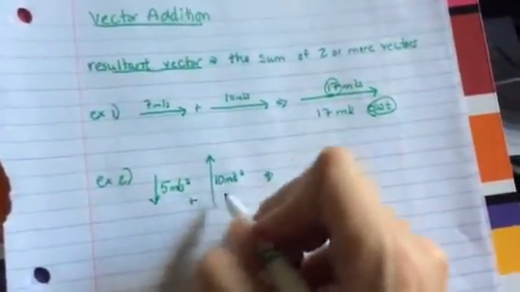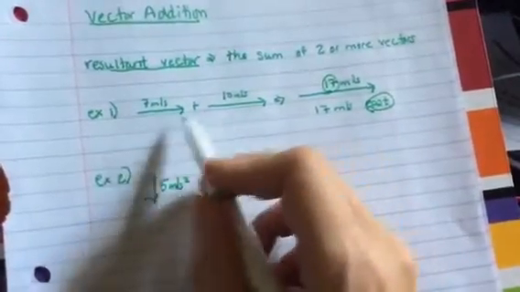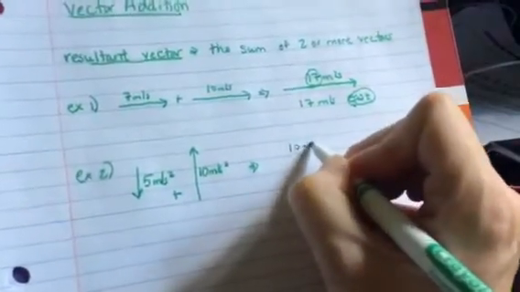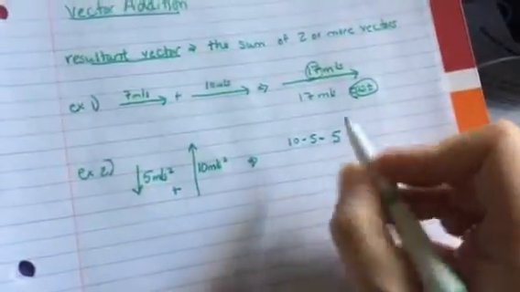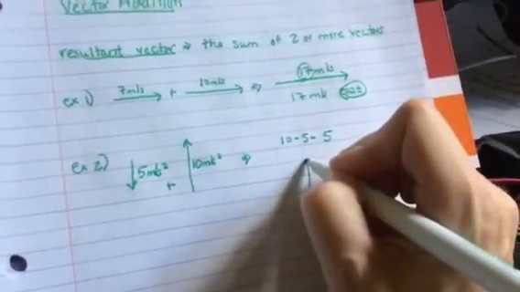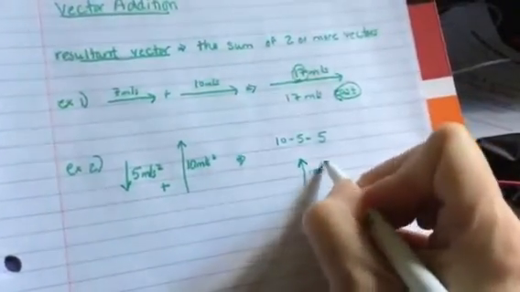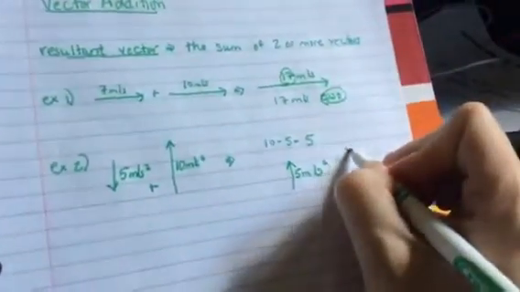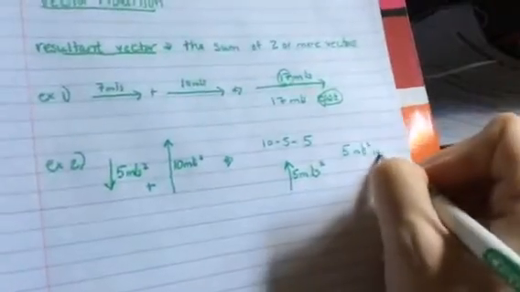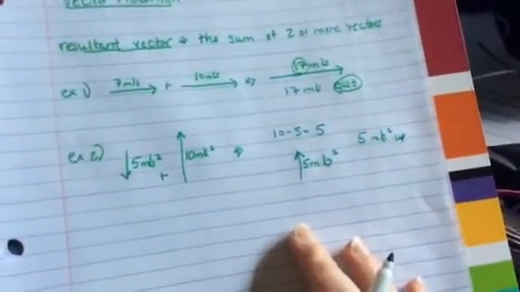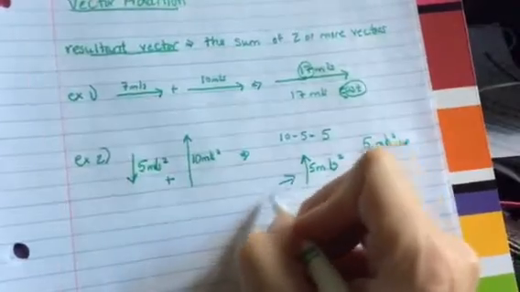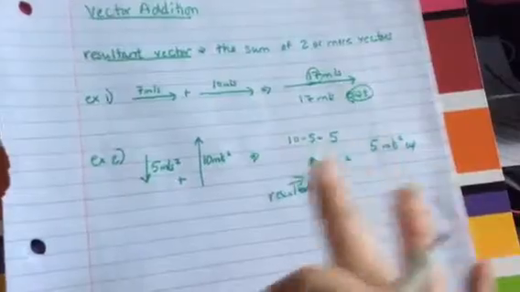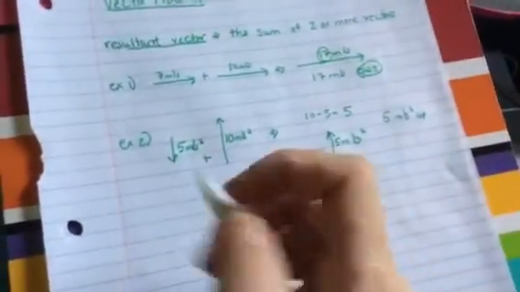Since they're going directly opposite, we can do that. Since they go the same direction, we can add them. So we have 10 minus 5, which you all have known for a long time is 5. We can show this again with a vector, the resultant vector being 5 meters per second squared. I forgot to write my 5, so there's 5 meters per second squared. Or you could write 5 meters per second squared up or north, however you wanted to do that. And again, this would be your resultant.